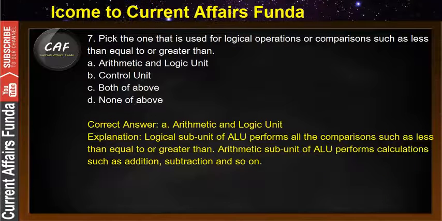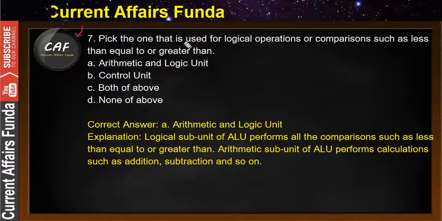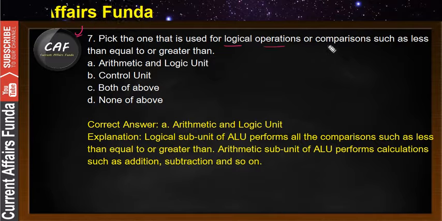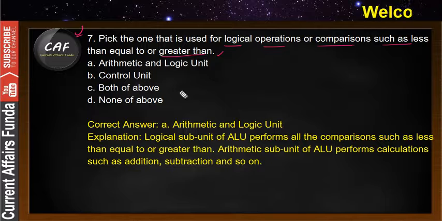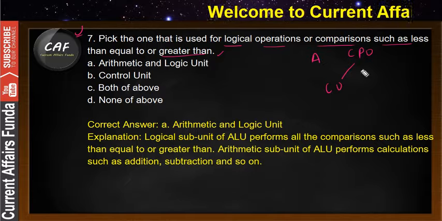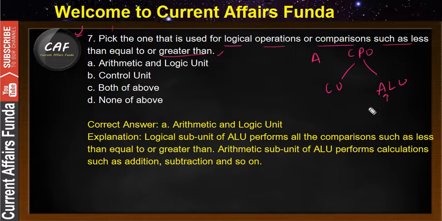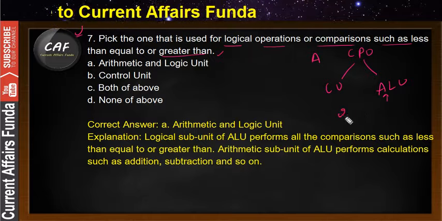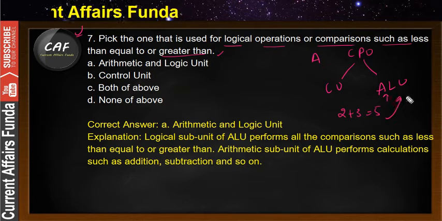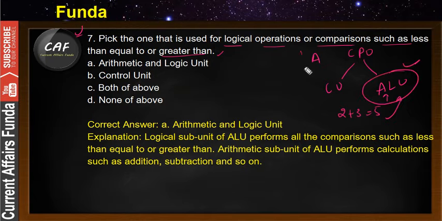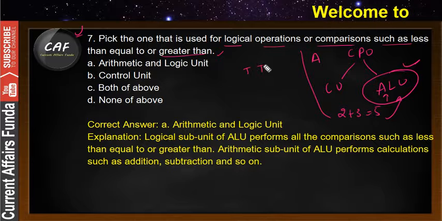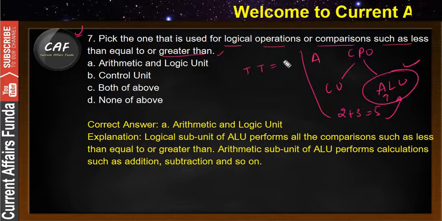That is problem number 7. Pick the one that is used for logical operations or comparisons such as less than, equal to, or greater than, equal to. Basically CPU is a combination of control unit and arithmetic logic unit. The arithmetic logic unit performs the addition of two numbers, 2 plus 3 will be 5. This operation will be performed with the help of ALU. And one more thing, ALU also performs this: this one is true and this one is true, true and true will be true.